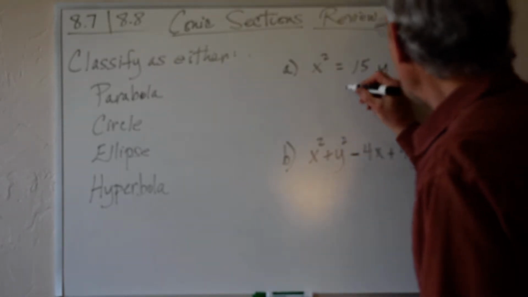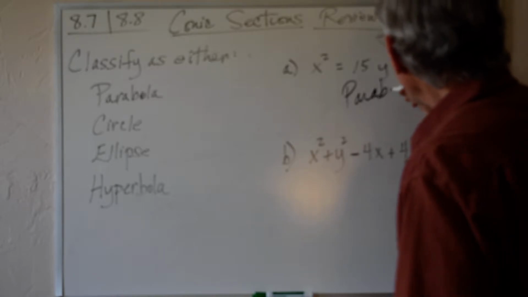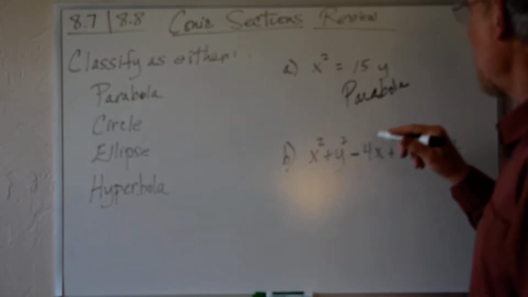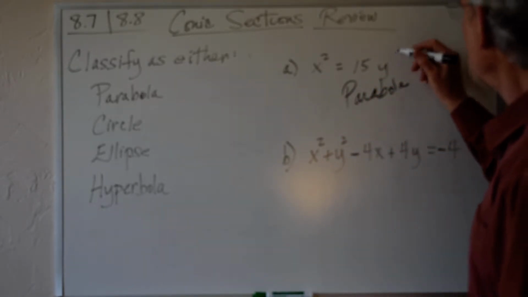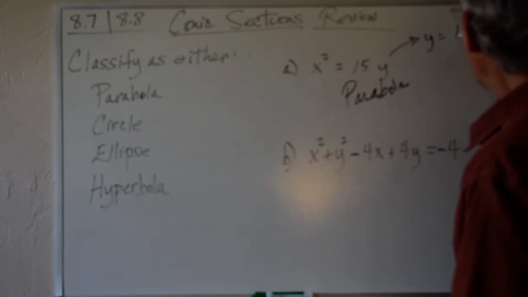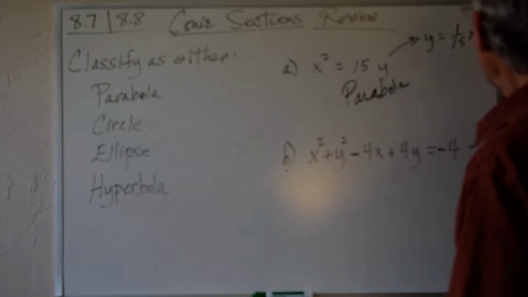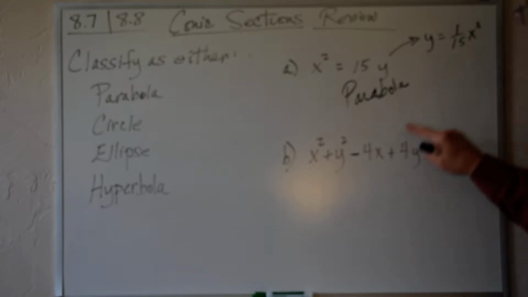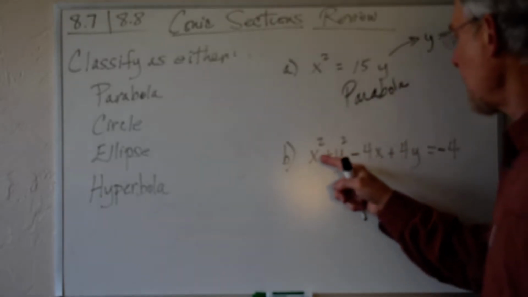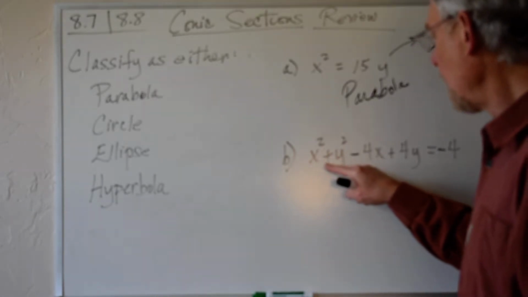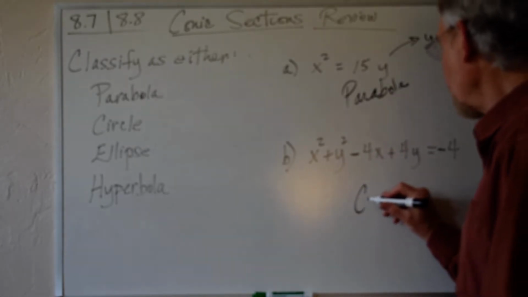Okay, you should have recognized that this is a parabola because there's no y squared term. And if you want, you could divide each side by 15 and rewrite this as y equals 1/15 times x squared. And now it looks a lot more like the familiar quadratic expression that you're used to. This one here has an x squared and a y squared, and their coefficients match up. Invisible 1, invisible 1. So this is a circle.